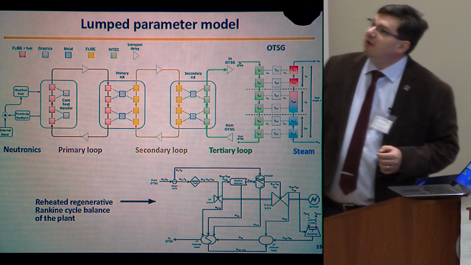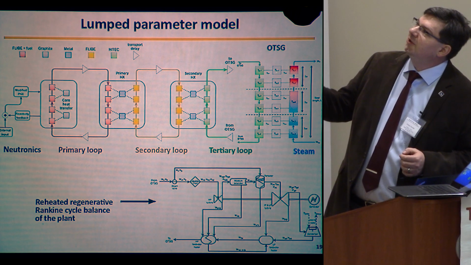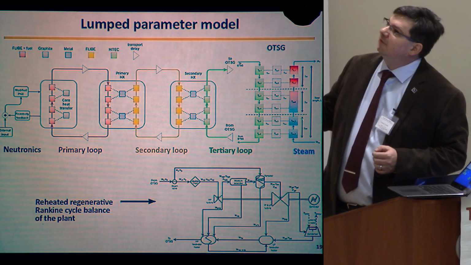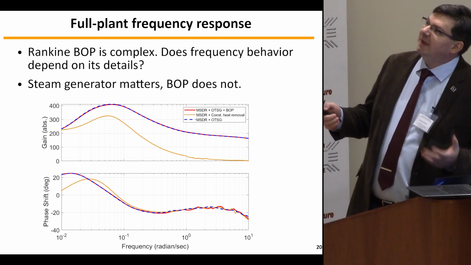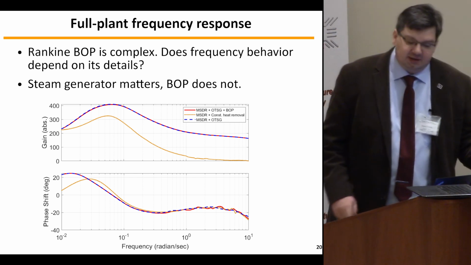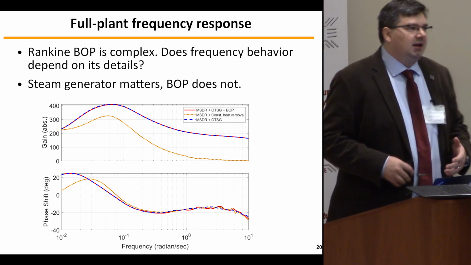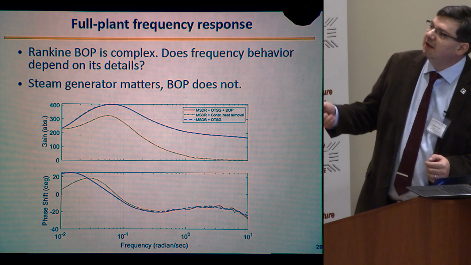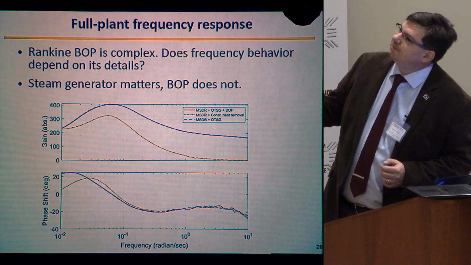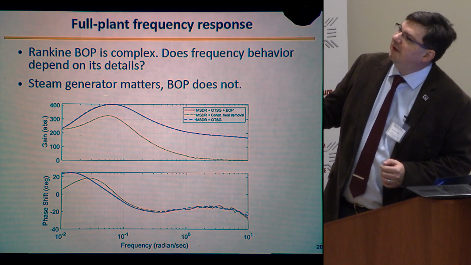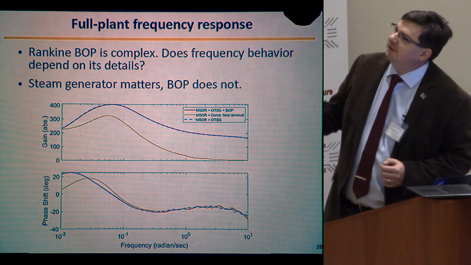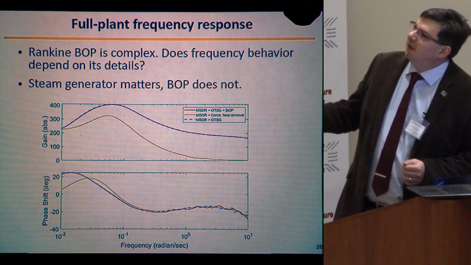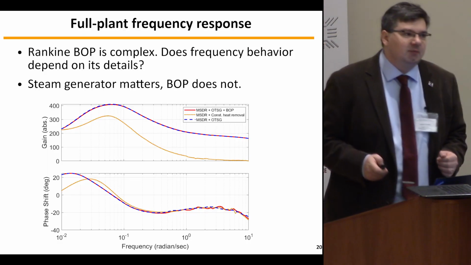So here is a nodal model of the primary loop, secondary loop, tertiary loop. Then we have the one through steam generator modeled as a variable boiling length, and this is the steam cycle. What matters to the dynamic behavior is the steam generator. The rest of the balance of the plant doesn't affect the system behavior. So here you see the frequency characteristics again for the gain and phase. The red line is the full model with the balance of plant, the blue dashed line is just with the steam generator, and the yellow one is without steam generator, just with the constant heat removal from the salt loop.